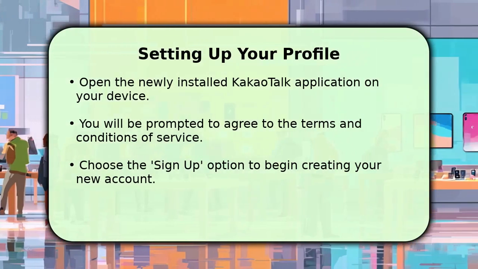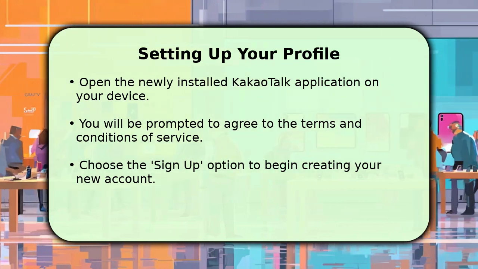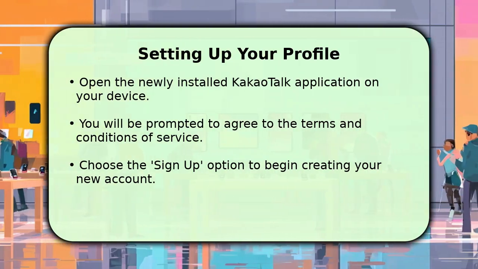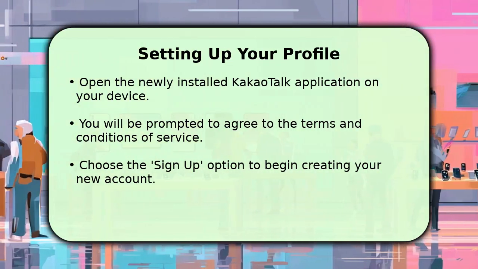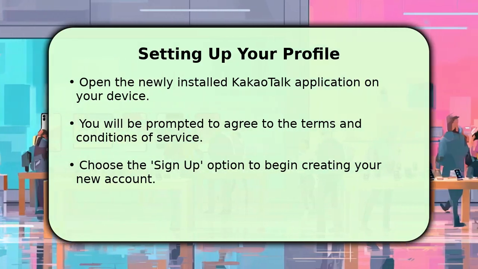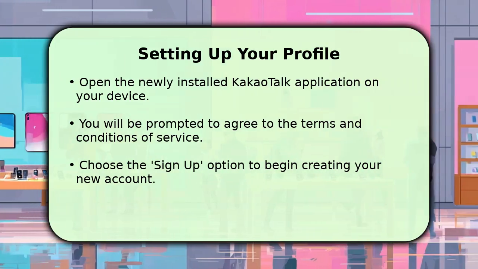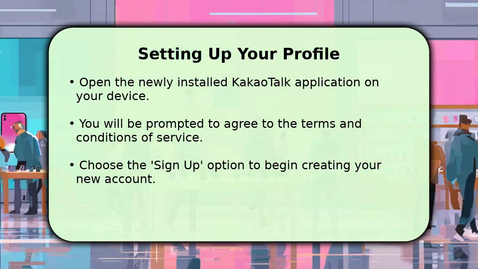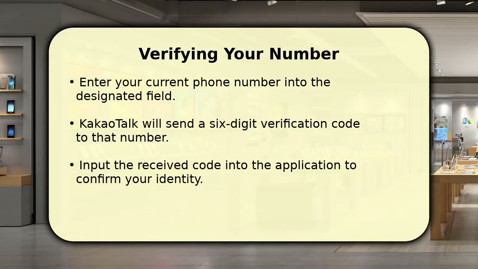Once the app is installed, open it to begin the setup process. You will see prompts asking you to agree to several terms and conditions. Make sure to read and accept these to proceed. Then, tap on the Sign Up button, which is typically located at the bottom of the screen. This action will take you to the next stage, where you will start inputting your personal details to create your unique account.